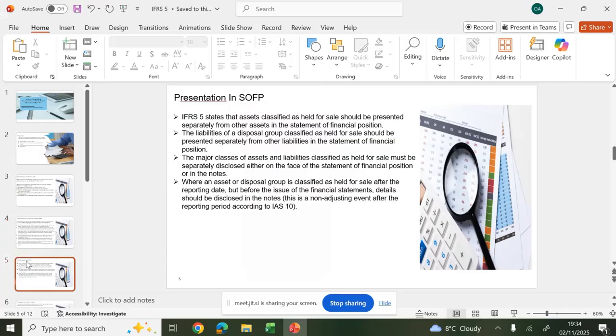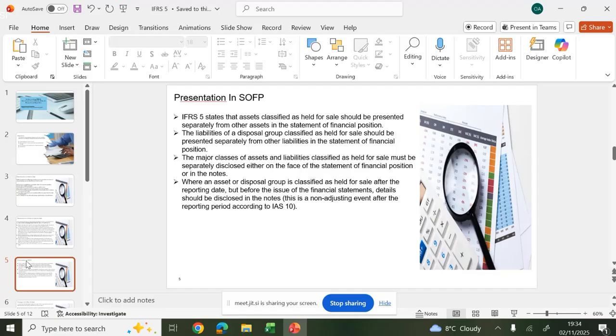The next one we want to talk about is presentation in the statement of financial position. IFRS 5 states that assets classified as held for sale should be presented separately from other assets in the statement of financial position. The liabilities of a disposal group classified as held for sale should also be presented separately from other liabilities. The major classes of assets and liabilities classified as held for sale must be separately disclosed, either on the face of the financial statements or in the notes to the accounts.